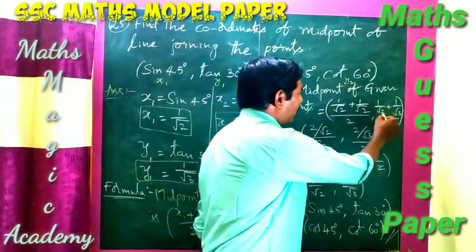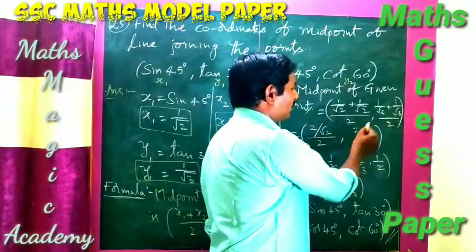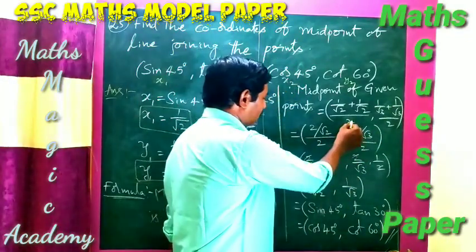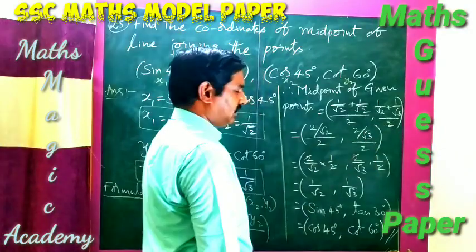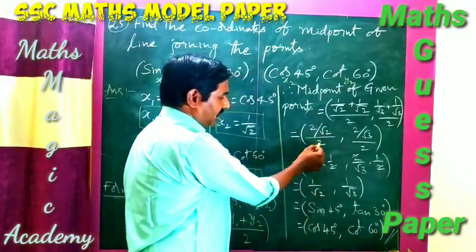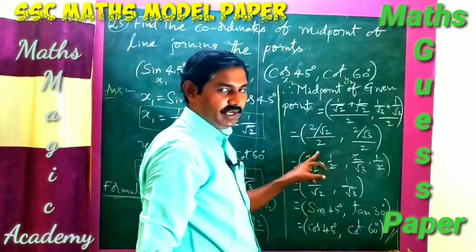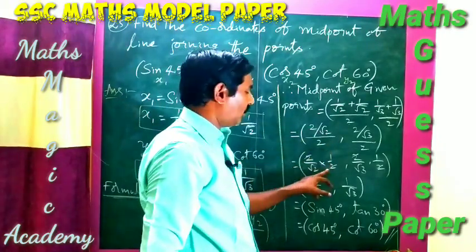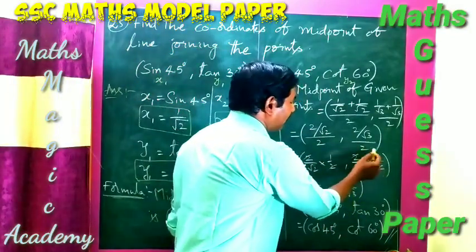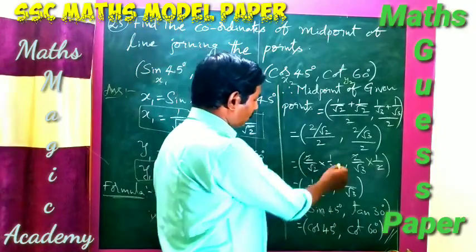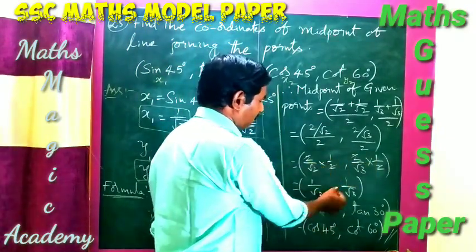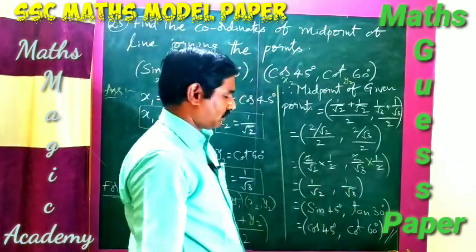Here 1 by root 3, how many 1 by root 3's are there? 2 1 by root 3's are there. That can be written as 2 by root 3. Same as 2 will be here, this 2 is also here. Now this can be written as 2 by root 2 into, the denominator is 2 by 1, which becomes 1 by 2. Like that here also, 2 by root 3 into 1 by 2. Now the 2s are common, they get cancelled, and the remaining one is 1 by root 2, and 1 by root 3.